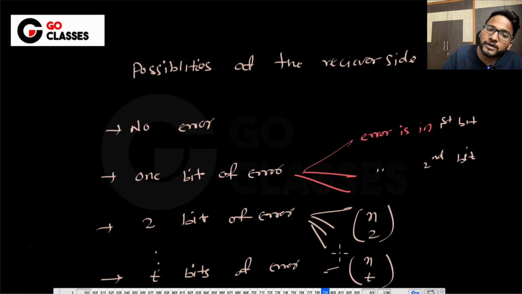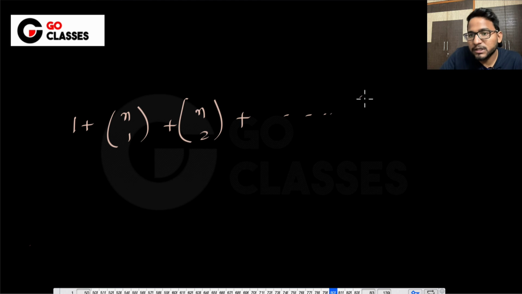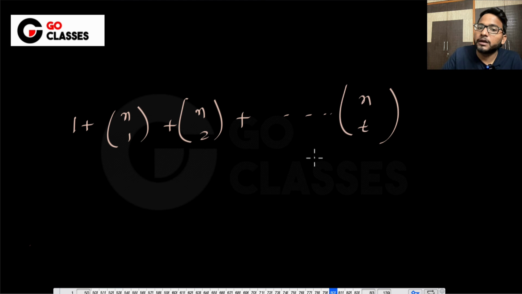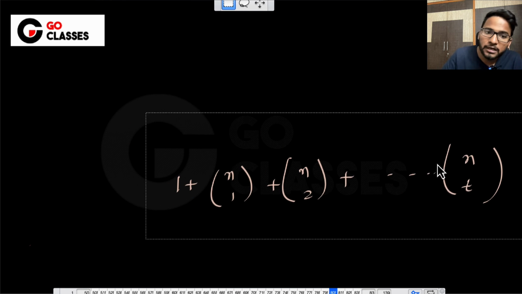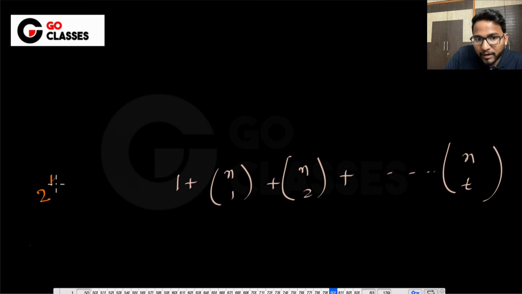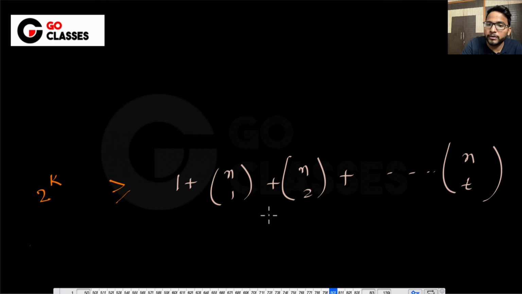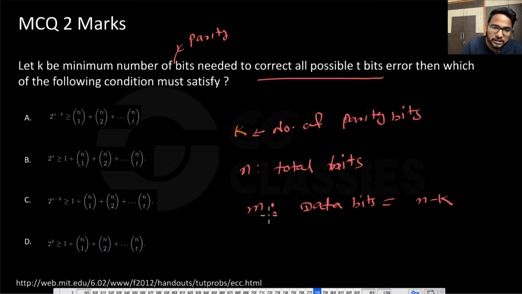So how many total possibilities do you have at the receiver side? You have no error plus 1 bit of error plus 2 bits of error plus 3 bits of error, similarly up to t bits of error. Now, what is your capacity? If you have k parity bits, then you have a total of 2 power k combinations. So 2 power k should be greater than or equal to the possibilities at the receiver side. Let's see the answer: 2 power k should be greater than or equal to 1 plus nC1 and so on. So I think D is the correct answer.